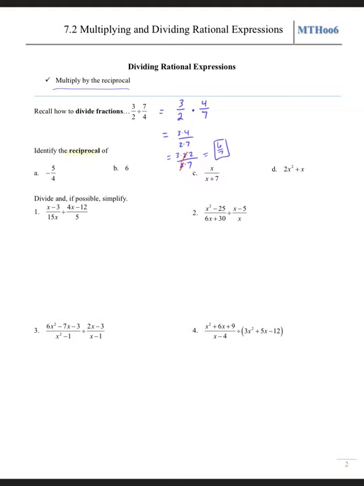So what I would like you to do now is work through letters A, B, C, and D here, and I want you to write the reciprocal of each of those. When you're done, unpause the video and check with mine.